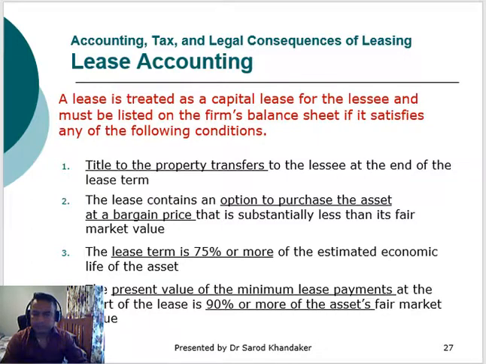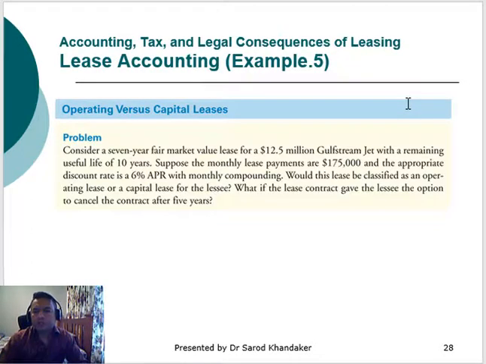Number 3, the lease term is 75% or more of the estimated economic life of the asset. And number 4, the present value of the minimum lease payment at the start of the lease is 90% or more of the asset's fair market value. So let's look at an example.